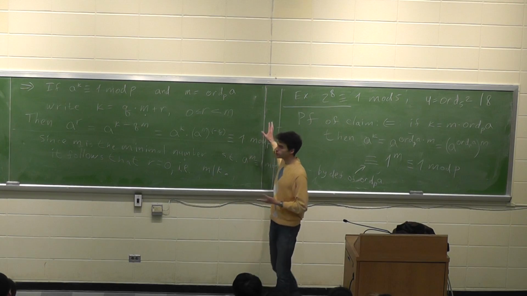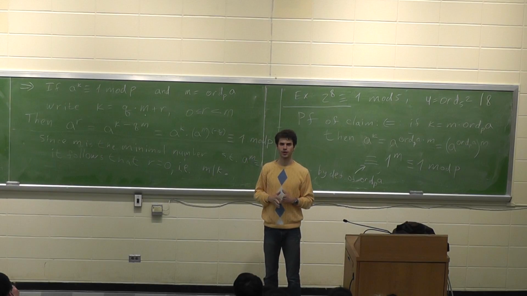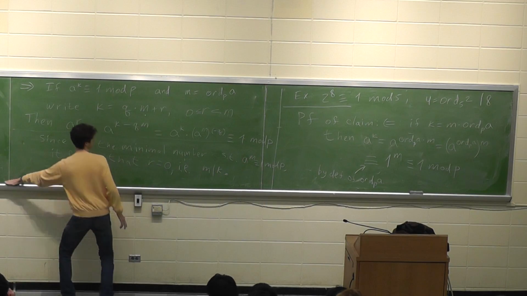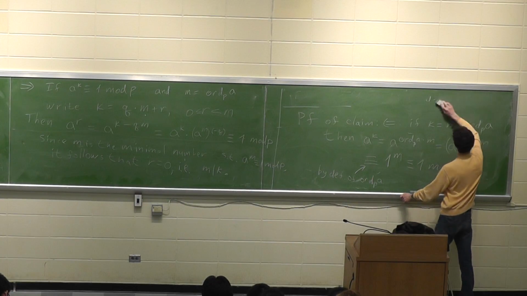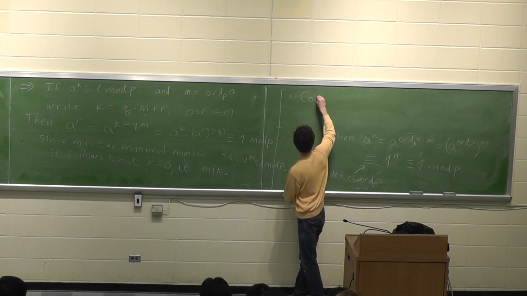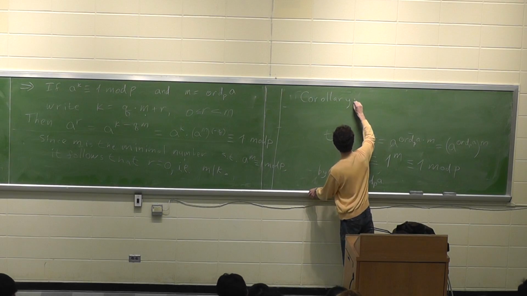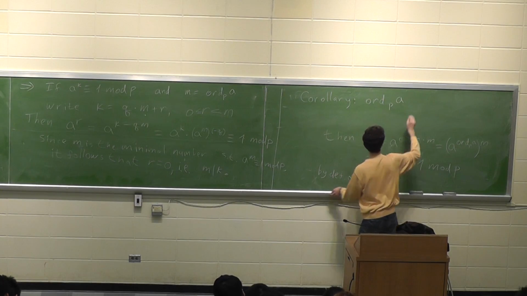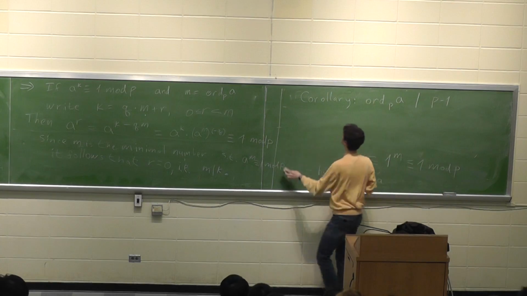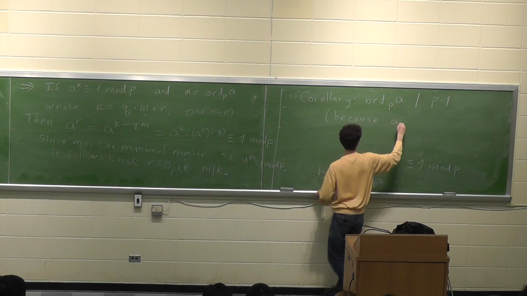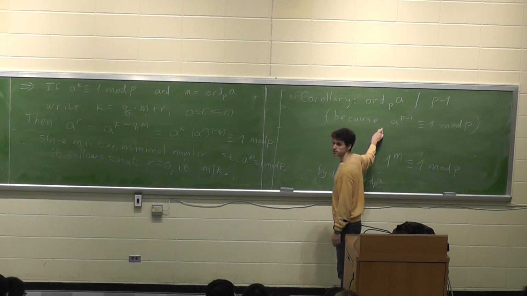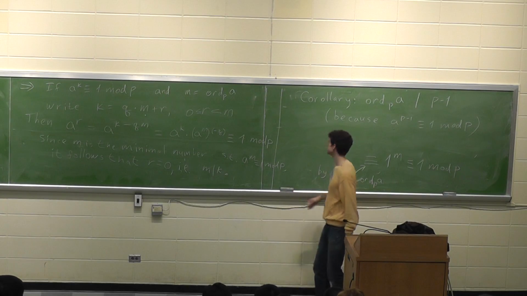Okay, in particular, it follows that the order of a number is always a divisor of p minus 1. Why is that? Fermat's Little Theorem. Yes. So, corollary: the order of a modulo p always divides p minus 1. Indeed, a to the power p minus 1 is congruent to 1 modulo p. And from this and what we just proved, it follows that the order of a is a divisor of this number, p minus 1.